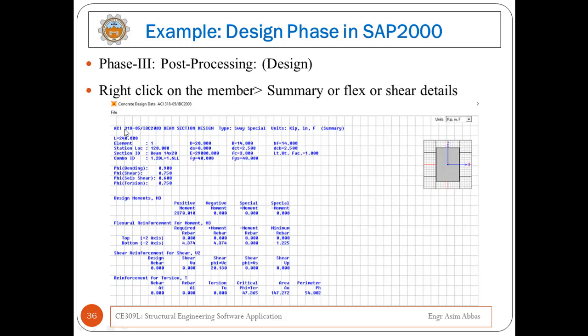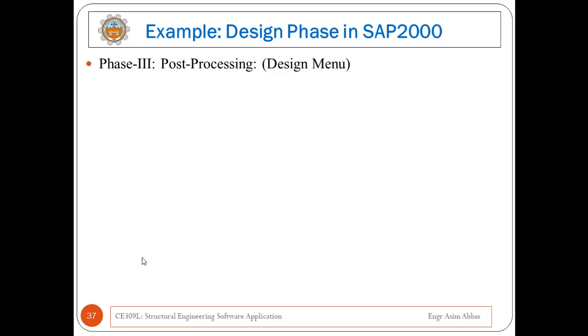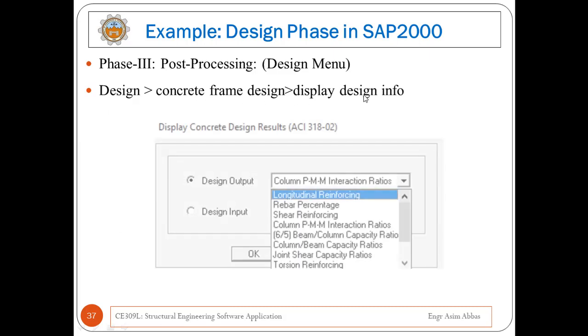So this complete summary of the design of the beam will appear, where the design for bending moment and the design for shear will be given. Okay, we can also display other design information. So for that, go to design, then concrete frame design, then display design option. So this window will appear. In this window we can display different design information like longitudinal reinforcing, rebar percentages, shear reinforcement.